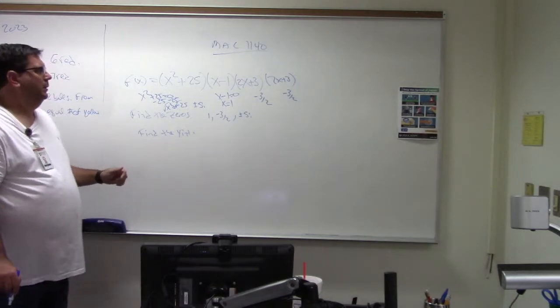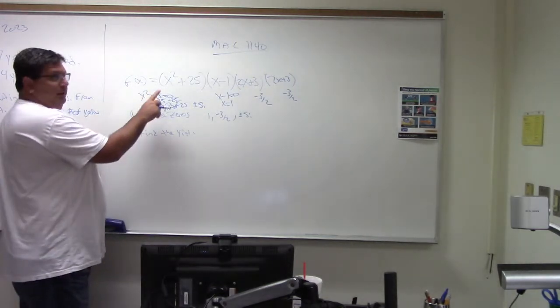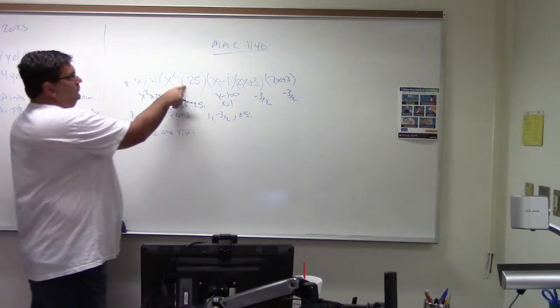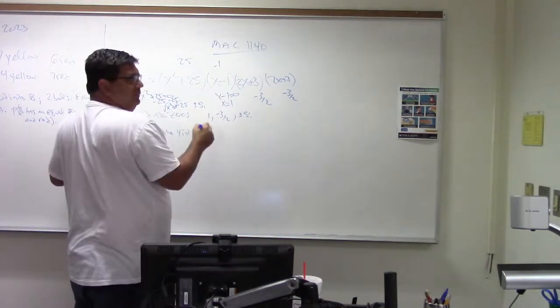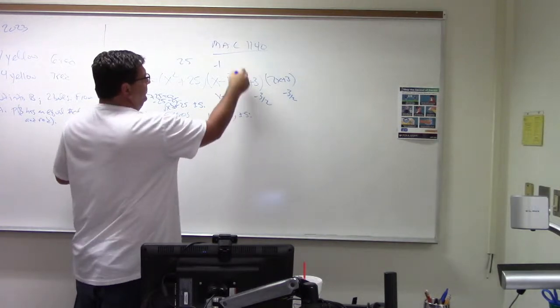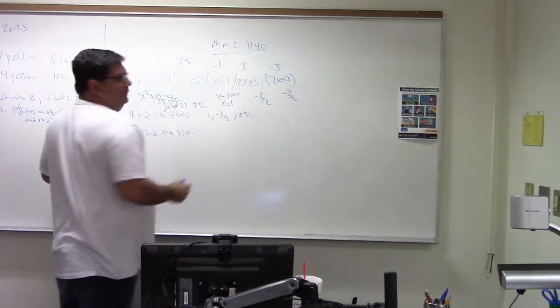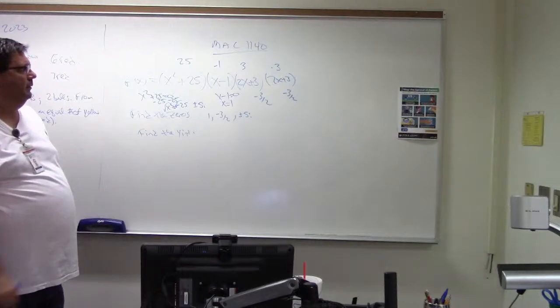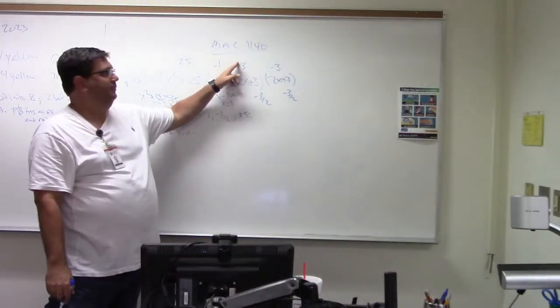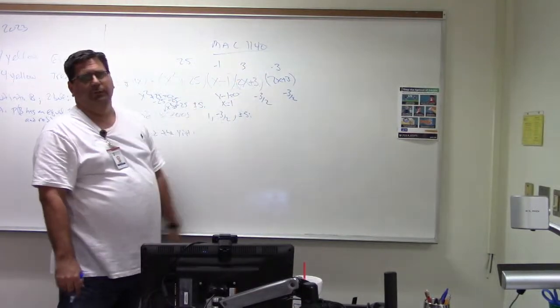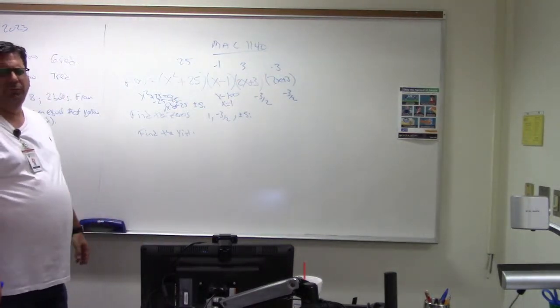Y-intercept is plugging x in as 0, right? So this is 25. This is negative 1. This is 3. This is 3. Multiply them all together. 25 times negative 1 is negative 25, times 3 is negative 75. Negative 75 times 3 is negative 225.